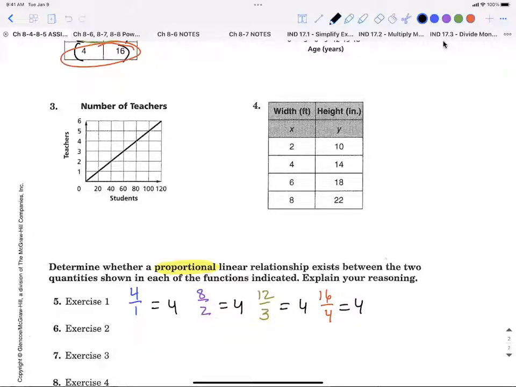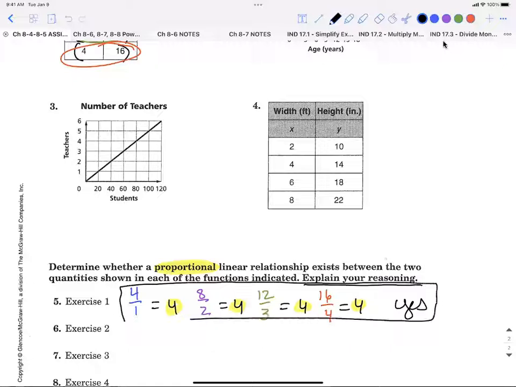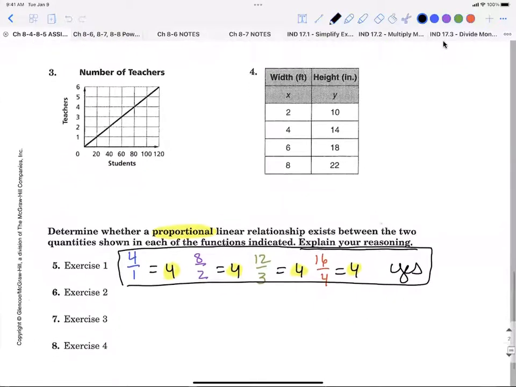All right. So every single one of these reduced to a matching ratio, which means you answer yes. You can't just answer yes or no. It says explain your reasoning. What did I say in the video? What's your explanation? All of this work. If you don't show the work of why you said yes or no, then you didn't do the problem.